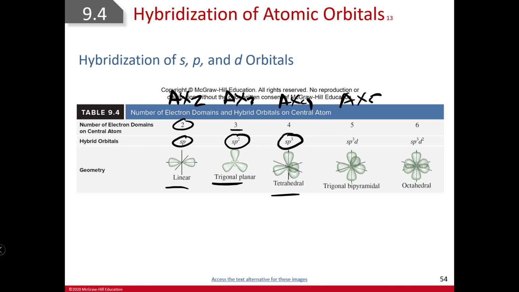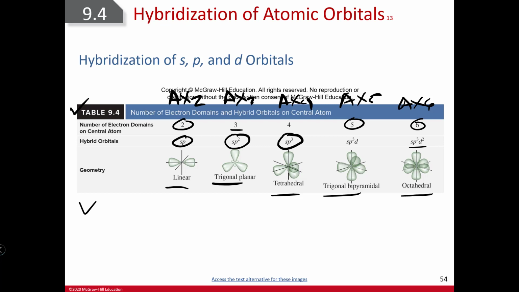AX5, 5 electron domains, sp3d, trigonal bipyramidal. And AX6, 6 electron domains, sp3d2, octahedral. This is what you memorize. This is what you must. Everything up to this point in section 9.4 is to see the process, but when you go to apply it, what I'm going to be doing is this.